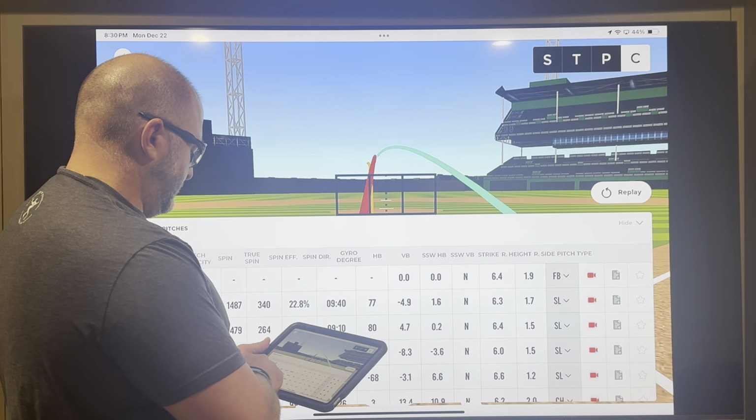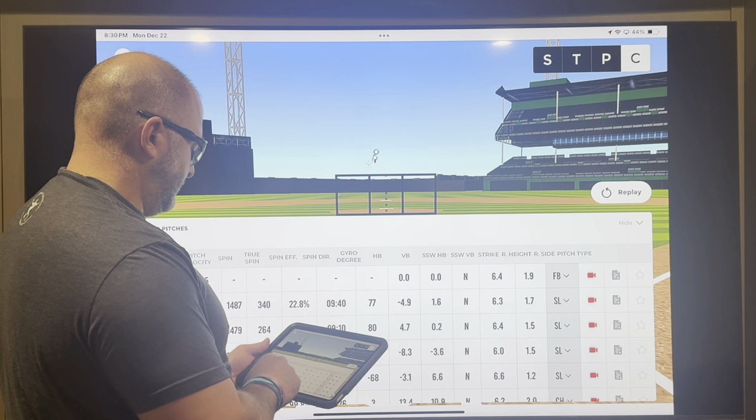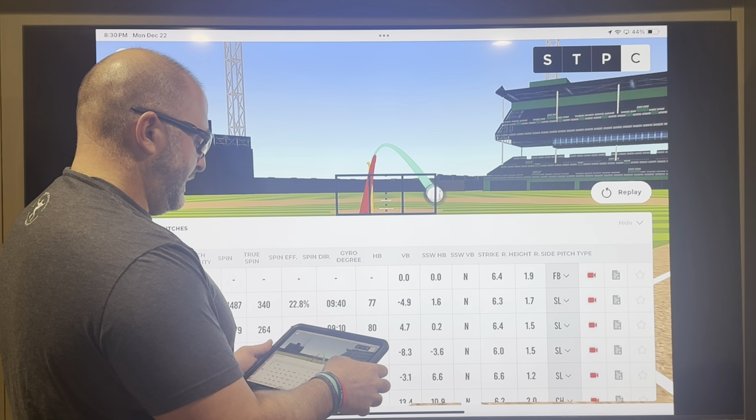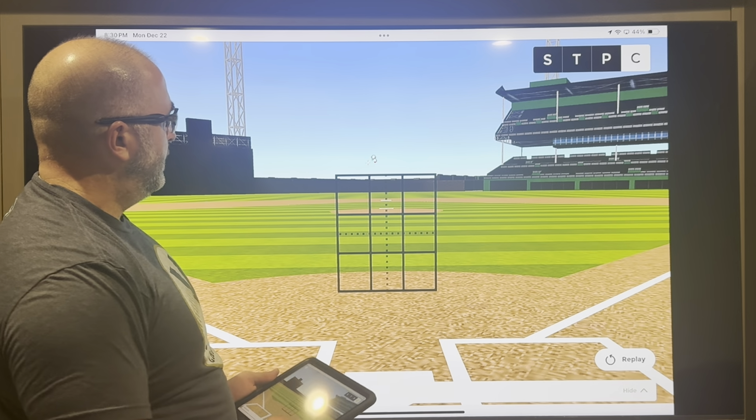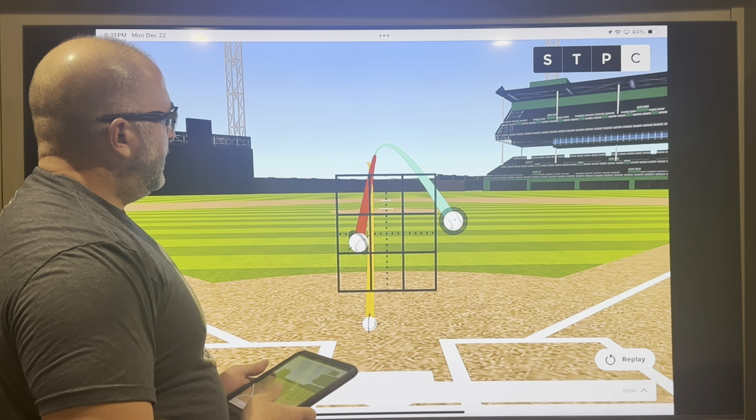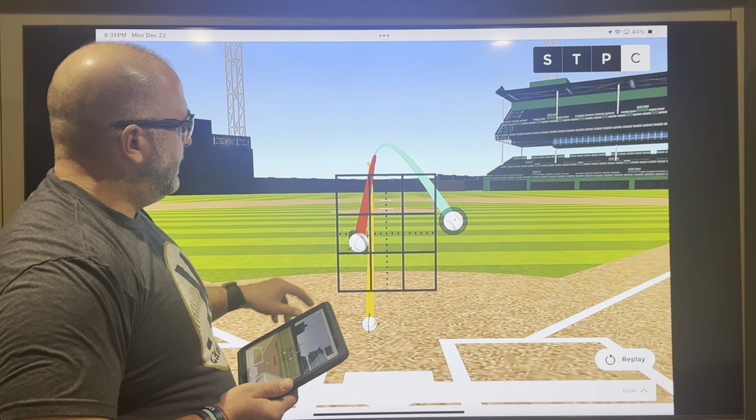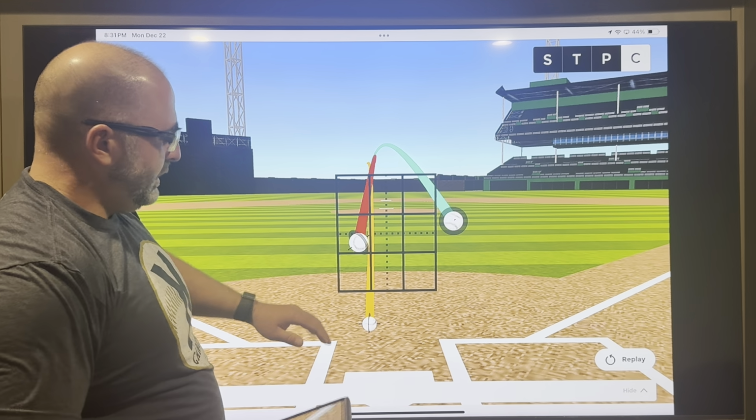So let's try a different one of these. Let's see how this one plays. This one might be better. Yeah, here we go. This will look better. All right, so I already see one thing I'm going to talk to you about, and that's going to be the release point. But I just want you to see here.